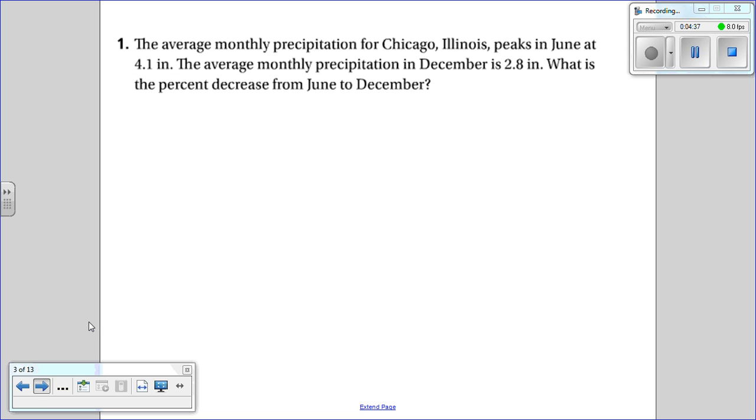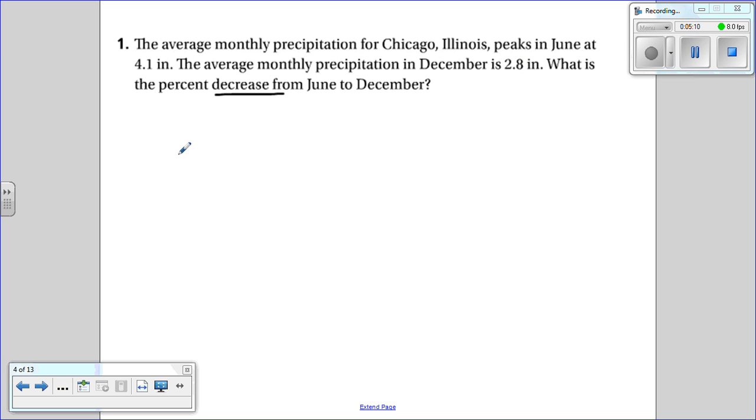Okay. Try another one. The average monthly precipitation for Chicago, Illinois peaks in June at 4.1. The average monthly precipitation in December is 2.8. What is the percent decrease from June to December? So they tell us it's a decrease, but even if they just said, what's the percent change from June to December, we would know that June is 4.1, December is 2.8. Since the new one is less, that's a decrease.